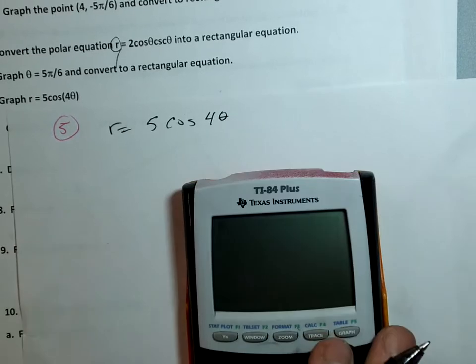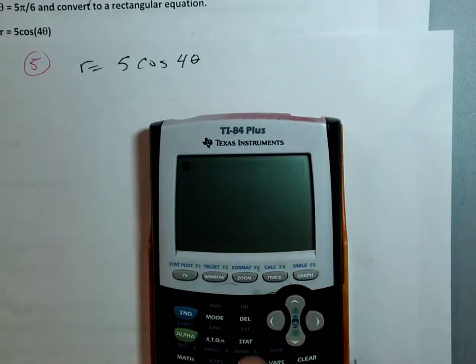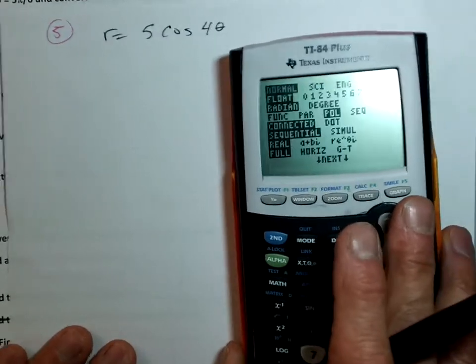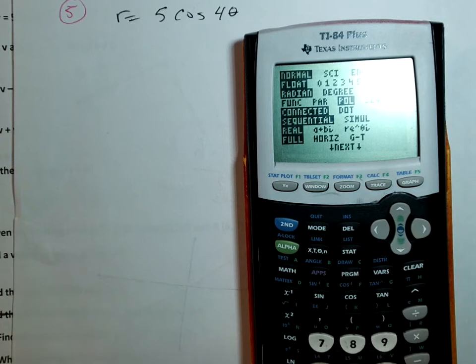So first of all, a couple of questions. If I go to my mode, we've got to go to polar. You guys agree? Now, here's the next big question. This is really important. In polar, are you in radians or degrees?